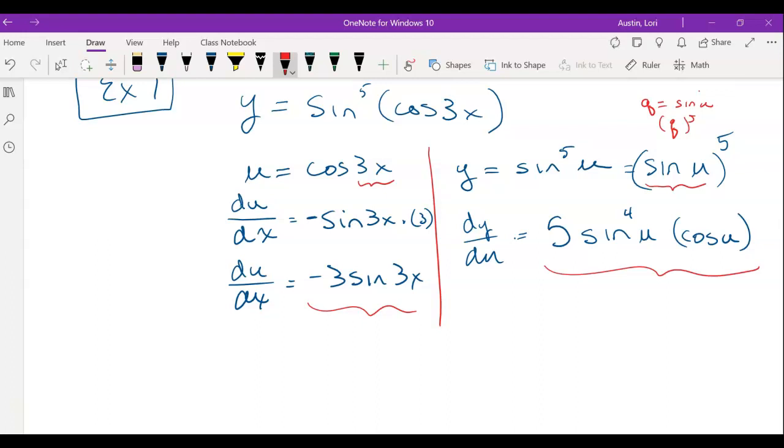So we have, well, -3 and 5 is just -15. I lost it. No, it's back. All right. And then I have a sine 3x. I already used the 5 and the 3. I have a sine to the fourth. What was u, though? And what was u again?